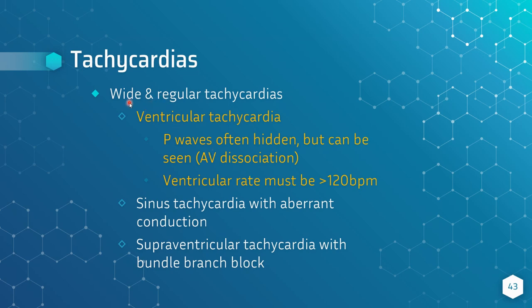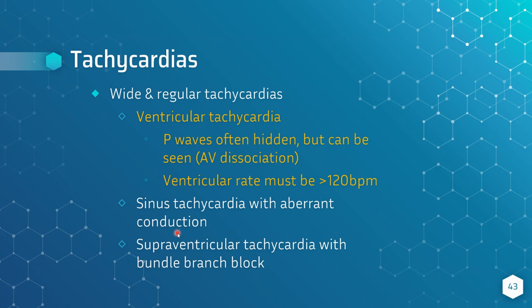So now we're getting into wide and regular tachycardias. We just discussed the narrow, regular and irregular. Now we're going to discuss wide QRSs. And really, if you have a wide and irregular tachycardia, you should always just go with a go-to, which is just call it VTach. Now, for categorical purposes, you can have a wide and regular tachycardia in sinus tach with aberrant conduction, and then SVT with a bundle branch block.